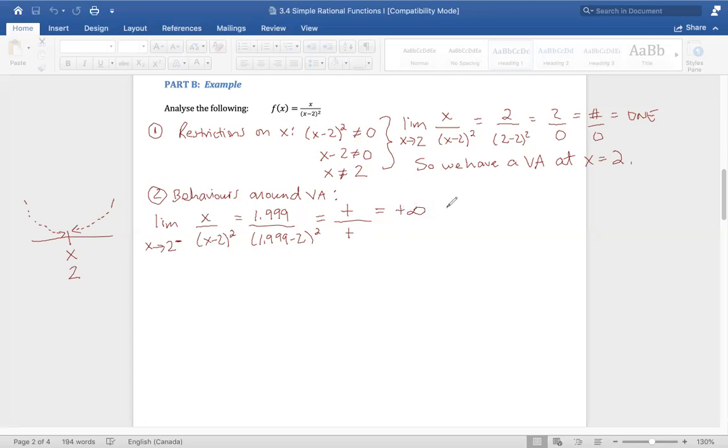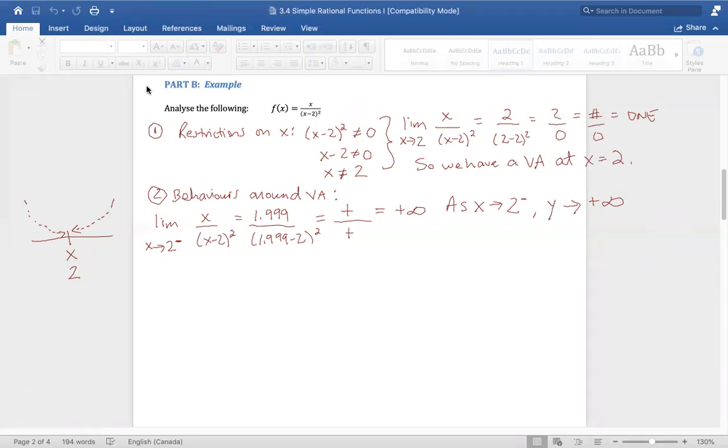So what we know then is as x is approaching 2 from the left, my y is going to be approaching positive infinity, way up, sorry, vertically. As x is approaching 2, my y value is going to be very, very positive.